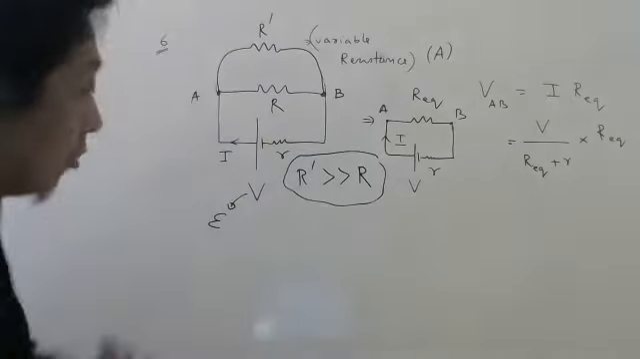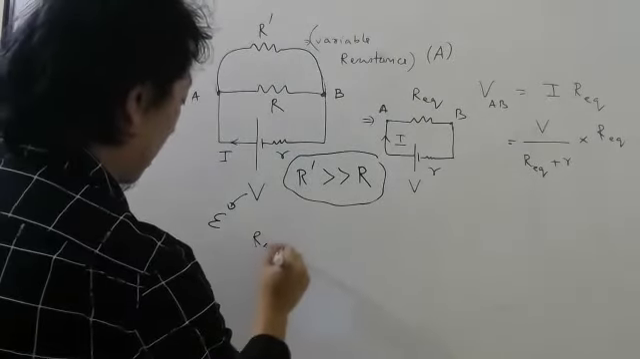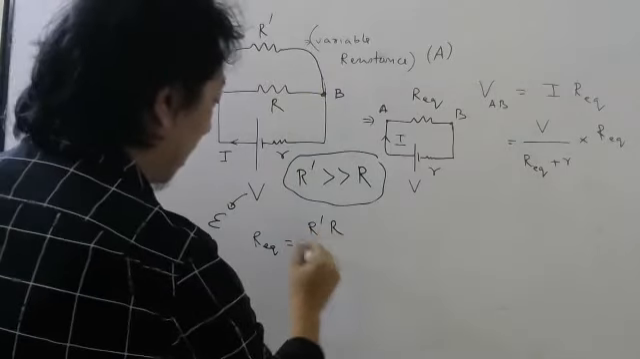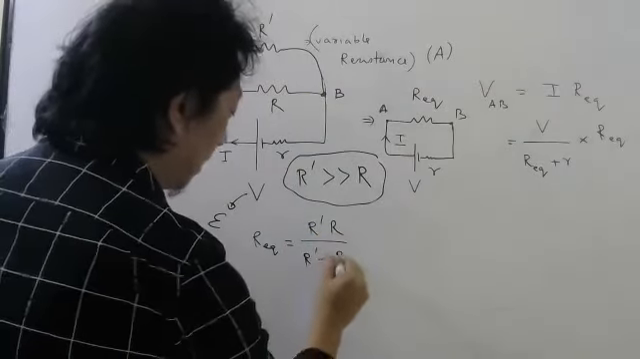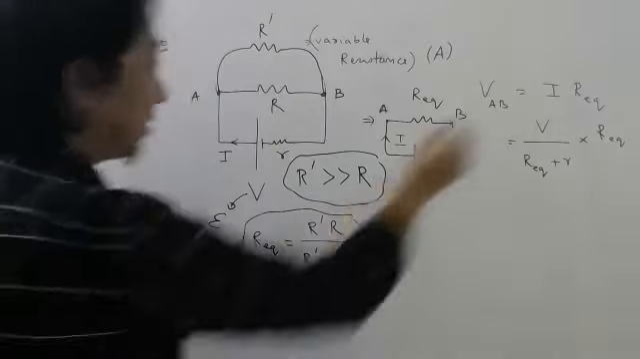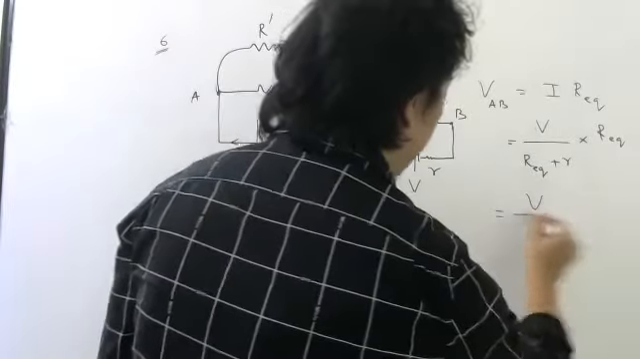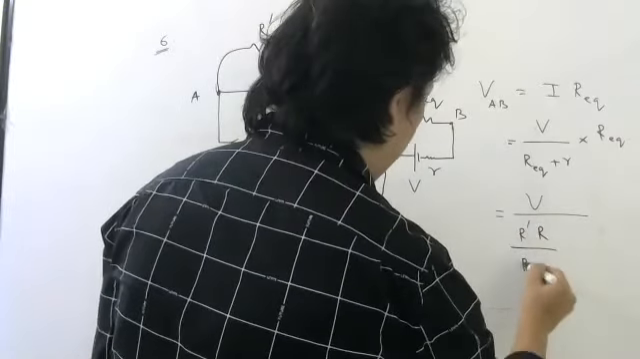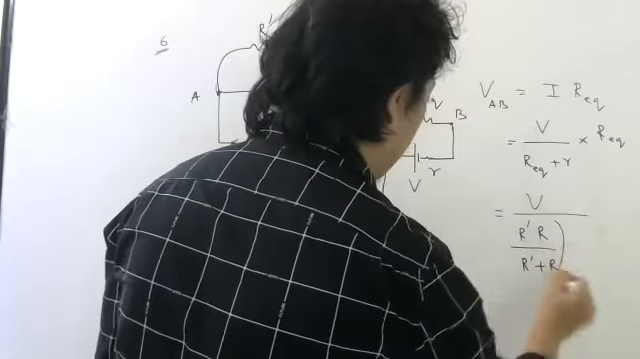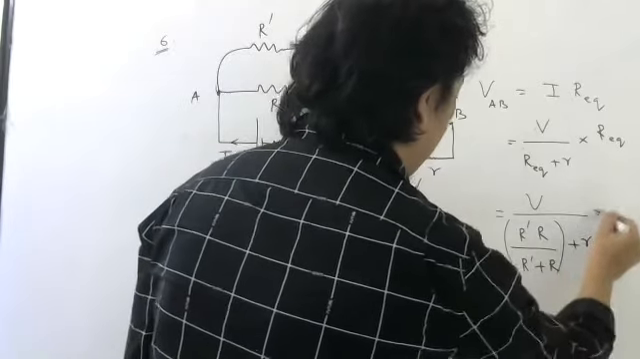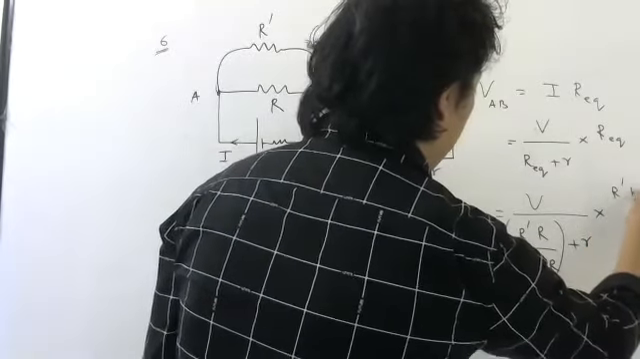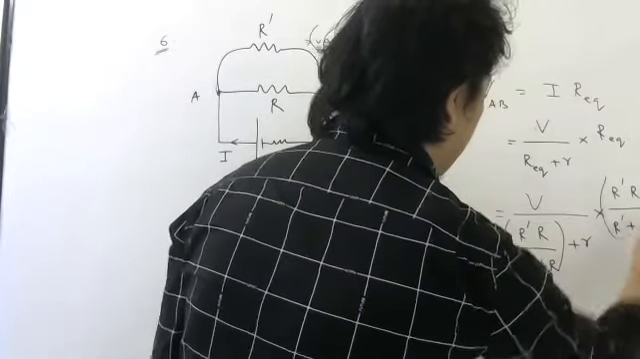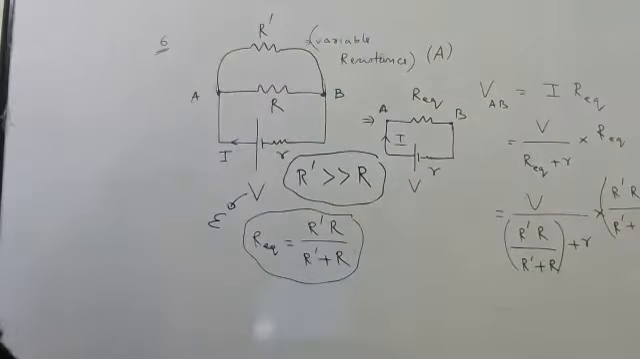So this R equivalent is how much? R equivalent means R dash and R in parallel. So R dash into R, by R dash plus R. Correct now? Substitute here: V by R dash R by R dash plus R plus small r into R dash R by R dash plus R. Correct or not correct?